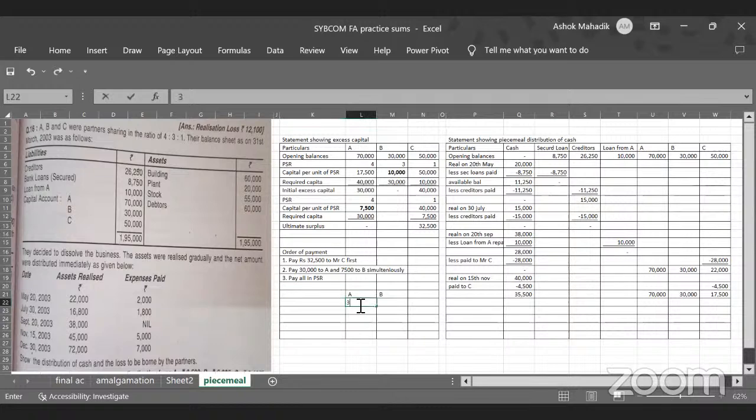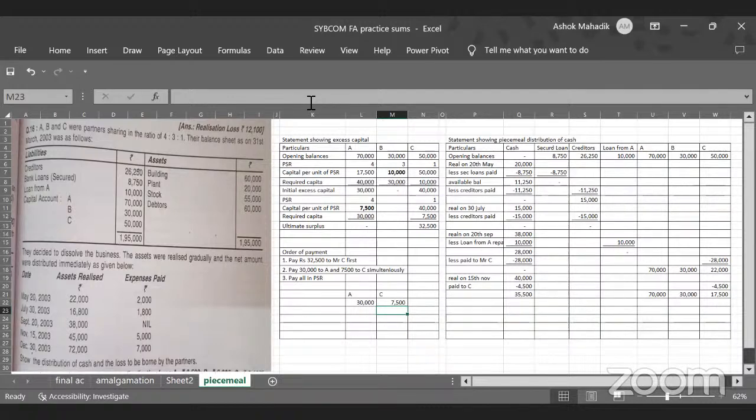As per the second payment order, 30,000 is to be paid to A. It was not B, it was C, right? Just a small correction here. It is C, not B. How much? 7,500. So as per payment order number 2, we have to pay 30,000 to A and 7,500 to C. Clear? Now, how much cash balance do we have with us? We have 35,500, after paying C as per order number 1.